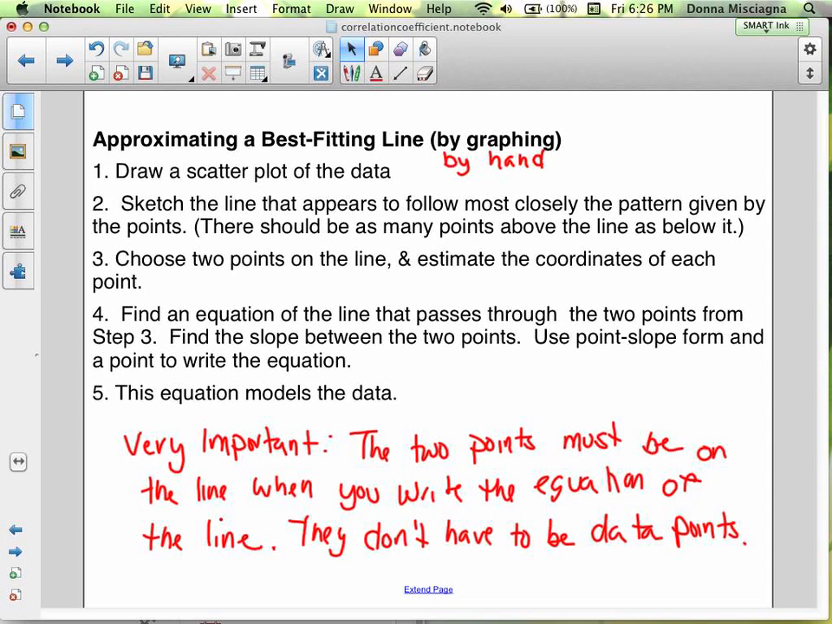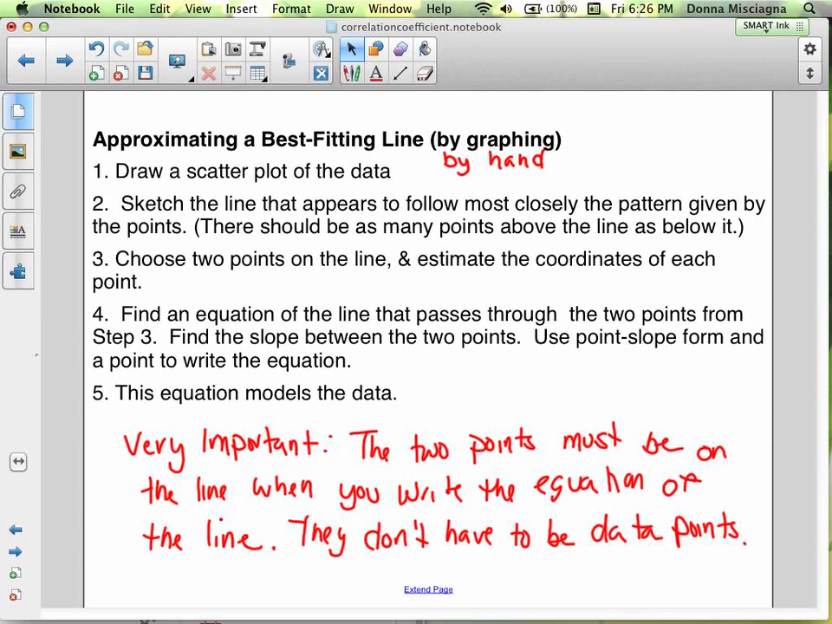We're going to find the equation of a line that passes through the 2 points, step 3. To do that, we'll find the slope between the 2 points. We'll use the slope formula. And then we'll use point-slope form and a point to write the equation. This is the equation that models the data.